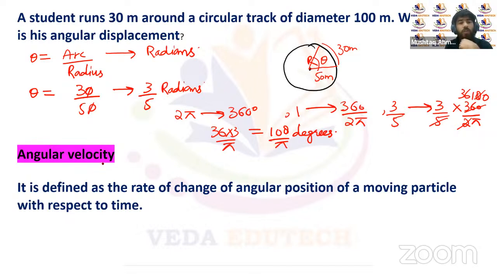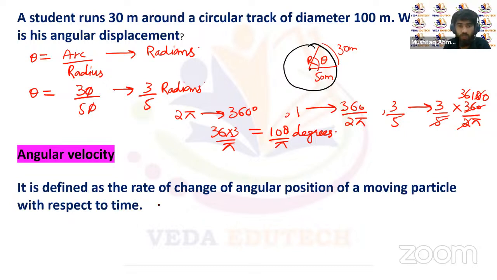Now talking about the angular velocity, let's see how we actually define it. We define angular velocity the way we define the velocity of a particle. It's the rate of change of the position vector, or we can say the rate of change of displacement of a particle with respect to time. In the same way, the angular velocity will be defined as the rate of change of angular position of a particle with respect to time. That's the angular velocity, right?